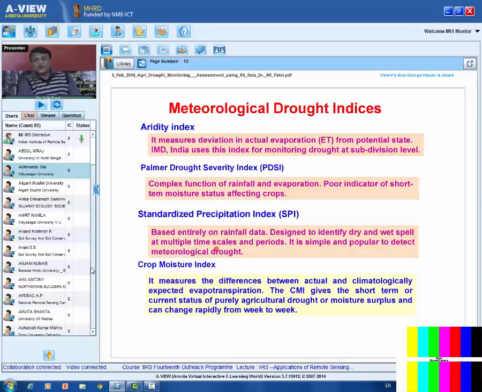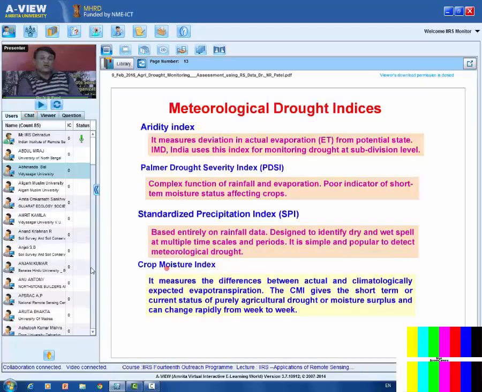So there are different time scales that can be used. A 1 to 3 month time scale is very useful for short-term drought monitoring, like agricultural drought. A 6 to 12 month time scale is useful for hydrological drought, and 12 to 24 or 48 months may be a better indicator for studying interannual variability in the precipitation.